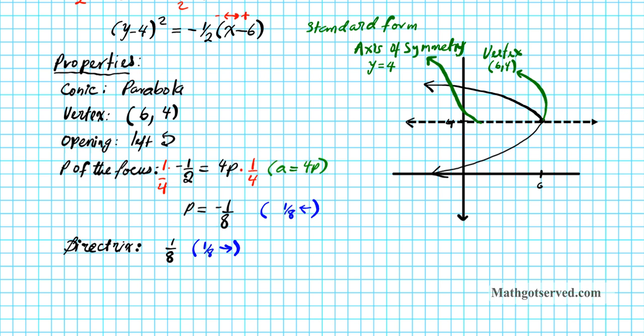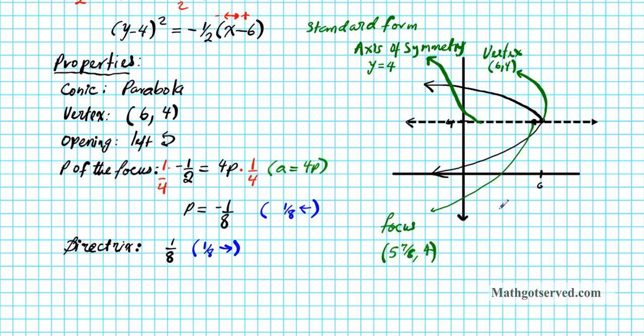Next thing I want to graph is the focus. The p of the focus is 1/8 units back, so we're starting from 6 and you go back 1/8. It's going to be somewhere very, very close to 6. I'm just exaggerating it here. So there's your focus. The x-coordinate of the focus, you just subtract 1/8 from 6, so 5 and 7/8, and then the y-coordinate stays the same at 4. So there goes your focus.